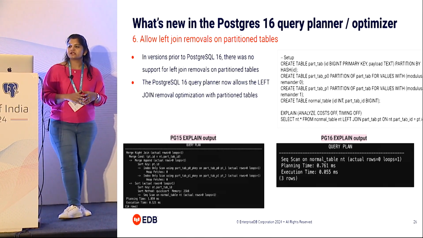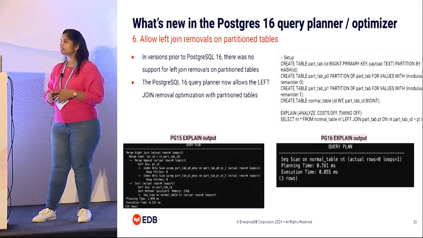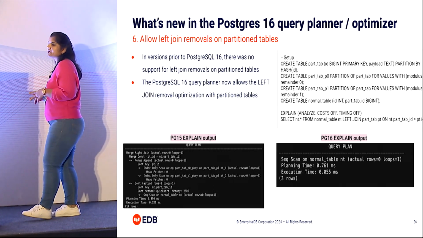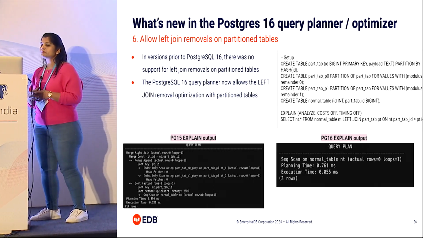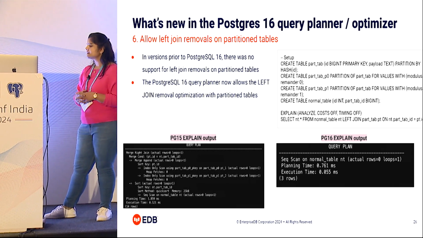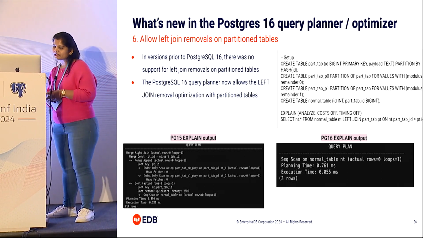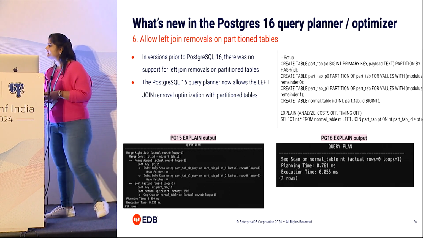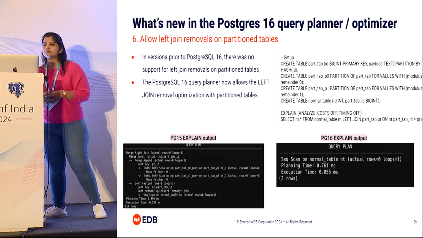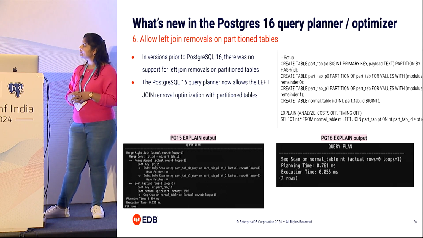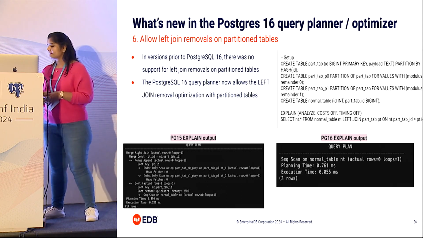The last one is allow left join removals and partition table. Postgres 16 allows left join removals optimization with partition tables. The performance observation is that in Postgres 16, it is almost 10 times faster compared to Postgres 15, for this particular query, which has union all.